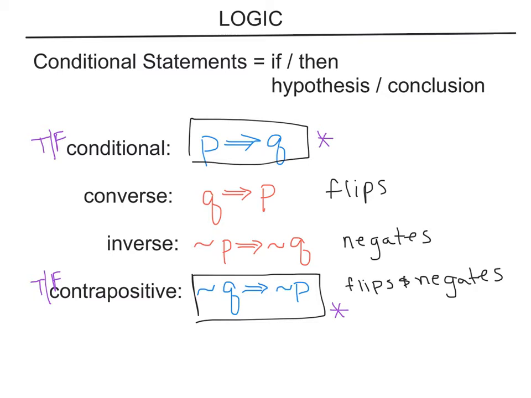The same goes for the converse and the inverse. If the converse is true, then the inverse is true. If the converse is false, then the inverse is false. So these guys are true and false together. Now you can see why I color coordinate this way. The blues go together, the reds go together.